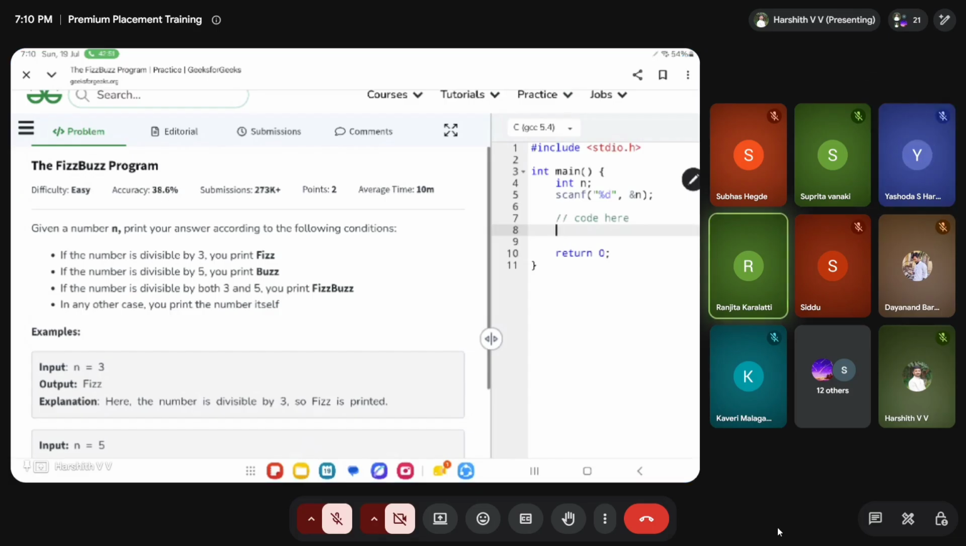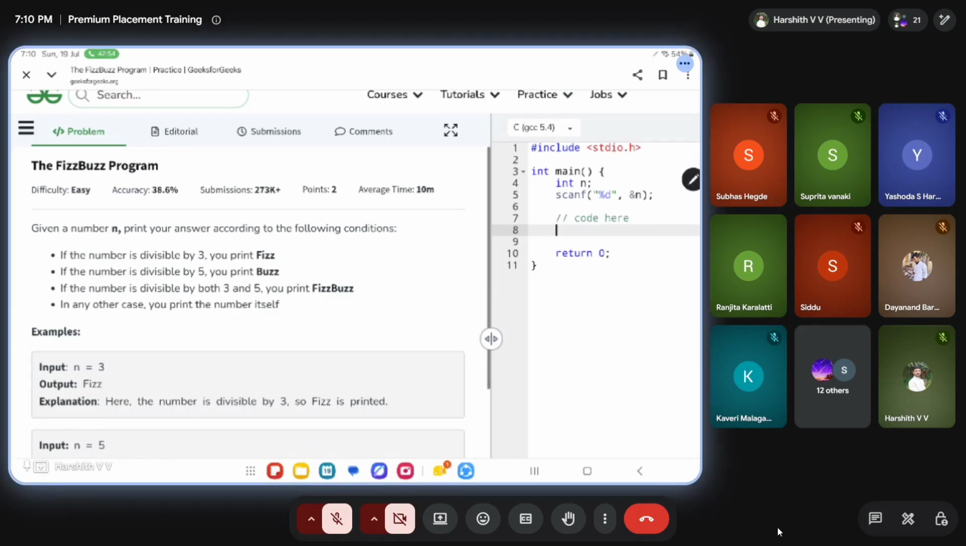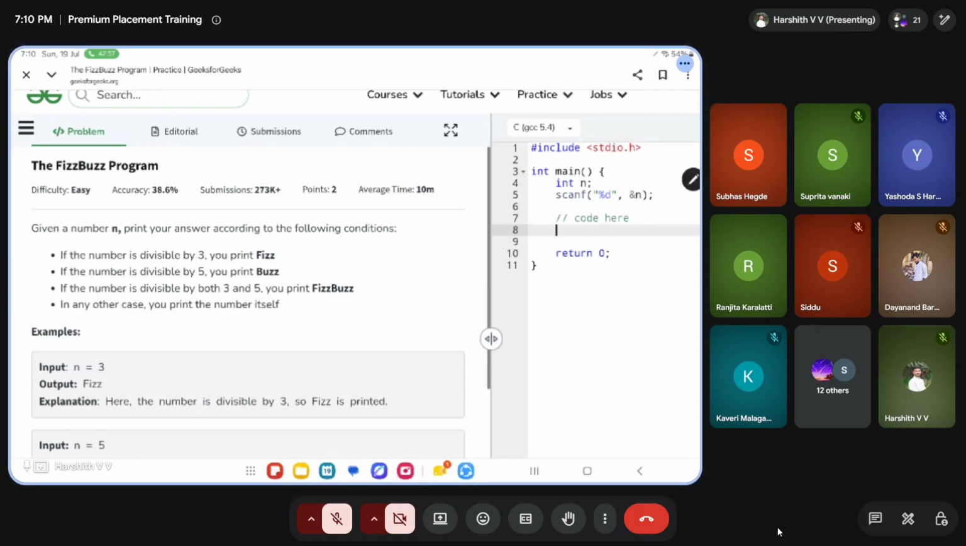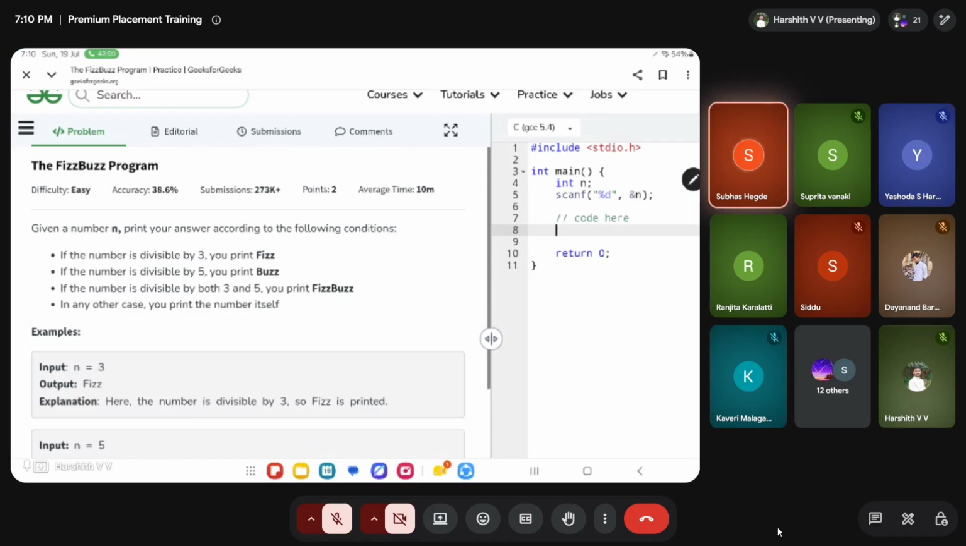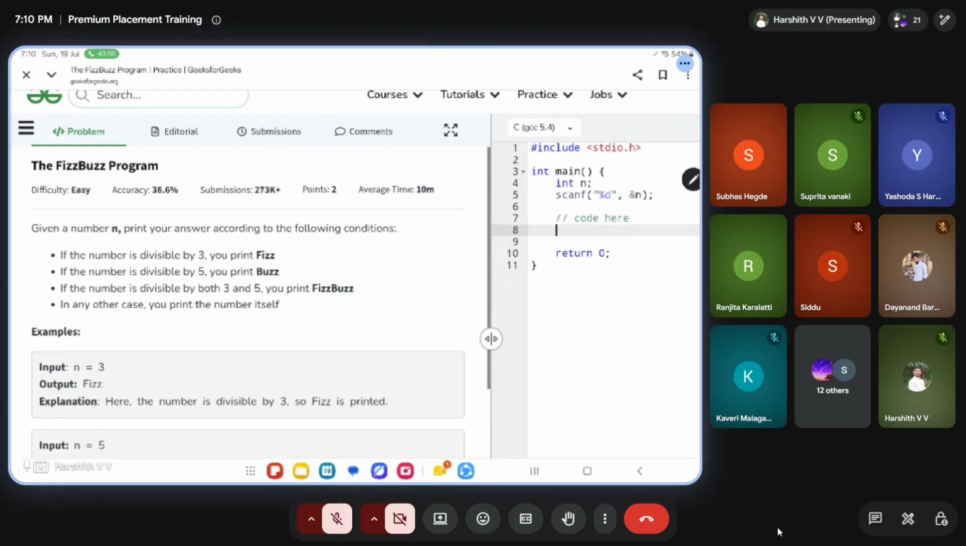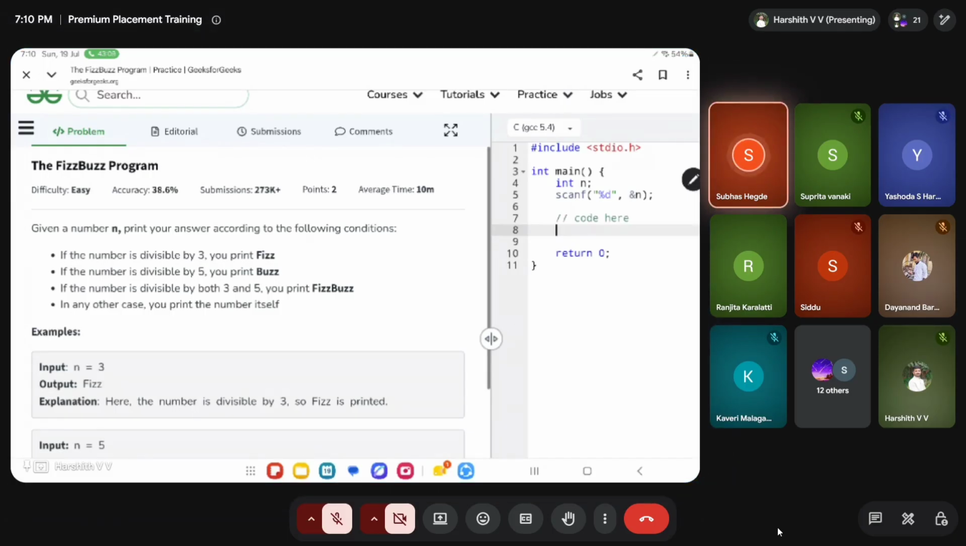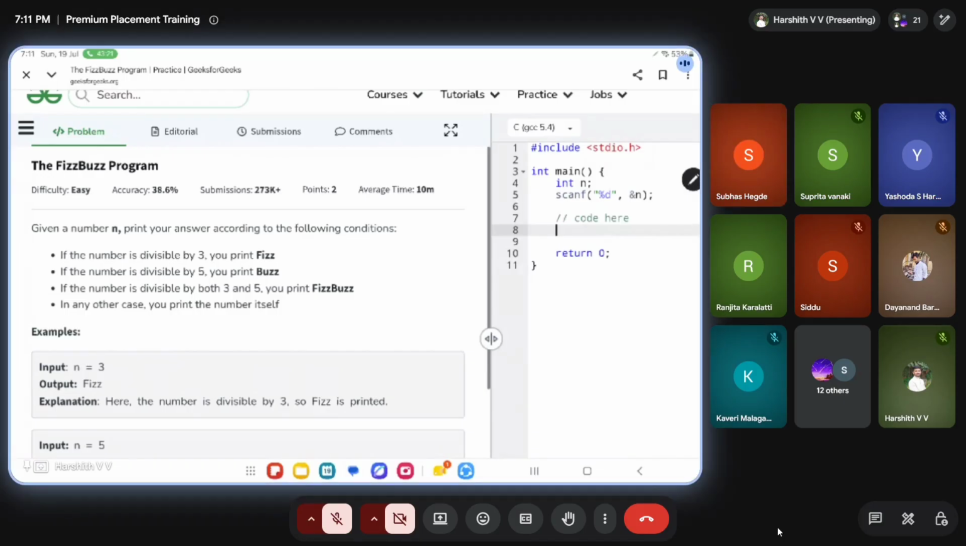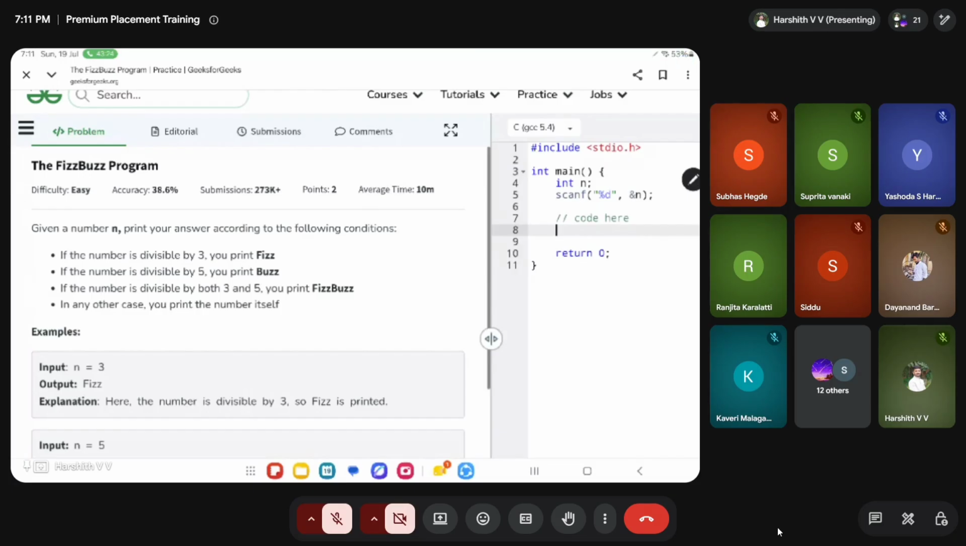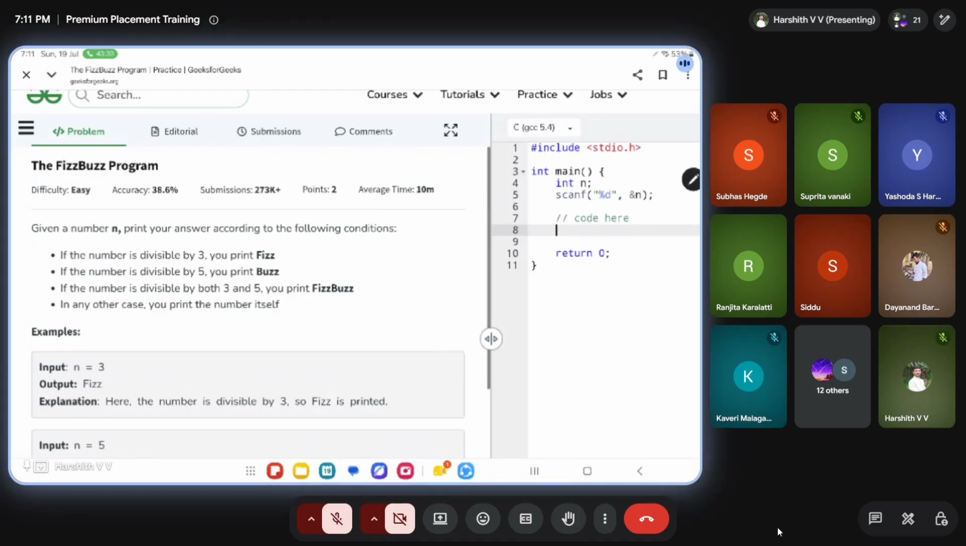If else. Tell me the first if condition. If n modulus 3 equals 0, then print fizz. Then n modulus 5 equals 0, then print buzz. If the number is divisible by 3 and 5, then print FizzBuzz. Else print the number. Is that correct? Anyone tell me, is that correct?